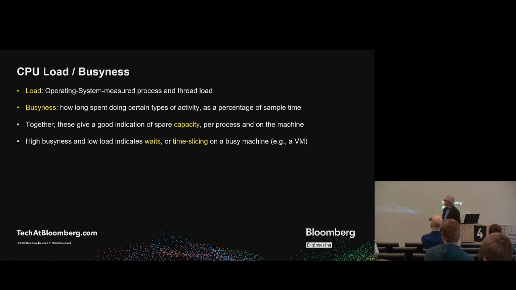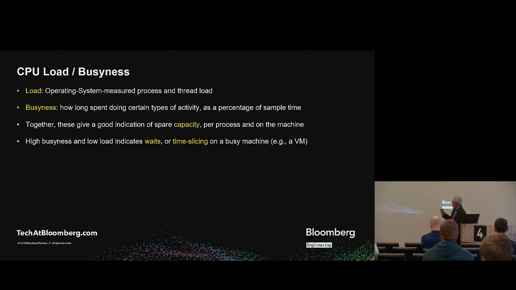So CPU load. Pretty obvious. We can ask the OS how busy a process is, how busy a thread is. We also have this concept of busyness, which is really using elapsed time measurements, how long we spend doing certain types of activity during a sample period. How long do we spend actually in the Chromium renderer? How long do we spend processing incoming data? How long do we spend updating a worksheet calculation? And together, these really give us a good indication of where the system is spending its time, even when you can't afford to run a full profiler, and also give us a good indication of spare capacity.